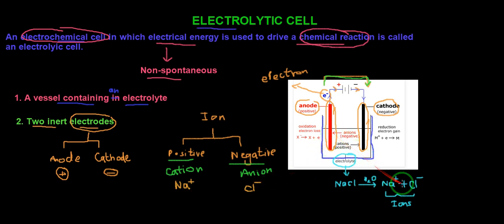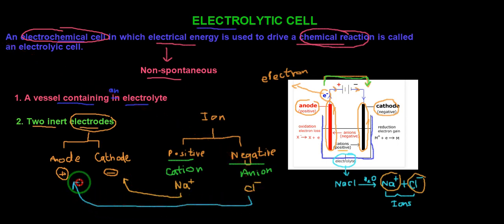As we have discussed earlier, part 1 is a vessel containing an electrolyte. The electrolyte has ions, positive ions and negative ions. The positive ion of the electrolyte, which is known as a cation, will move toward the negative electrode. The negative electrode is the cathode. So the positive ion will move toward the cathode, while the negative ion will move toward the anode.